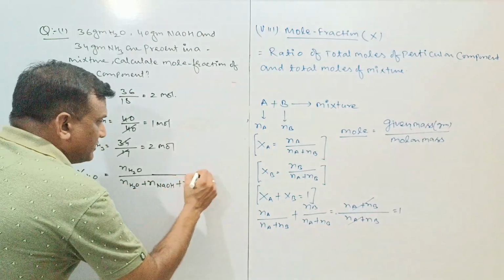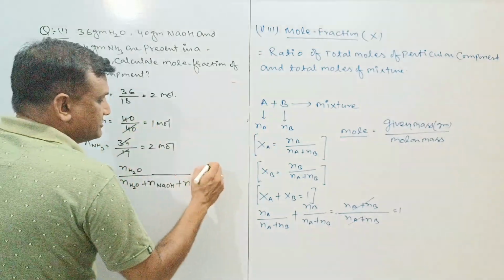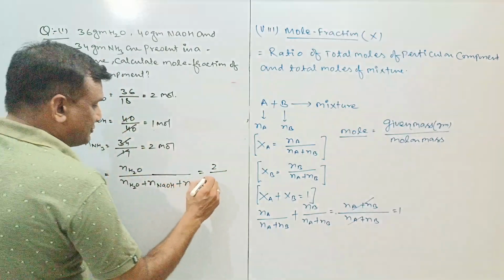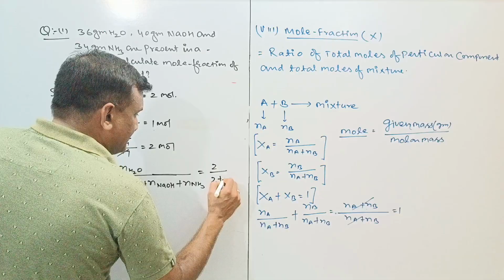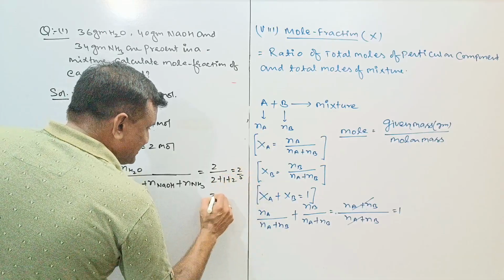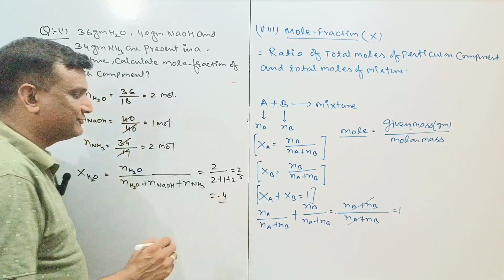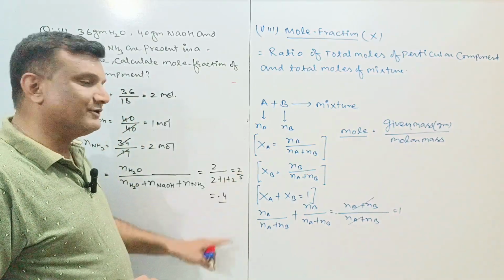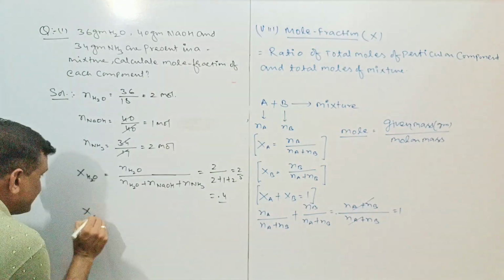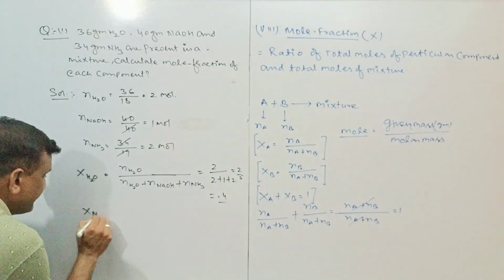The moles of H2O are 2, and the total moles are 2 plus 1 plus 2, which is 5. So the mole fraction is 2 upon 5, which you can say is 0.4. Now I would like to go with the X of NaOH.